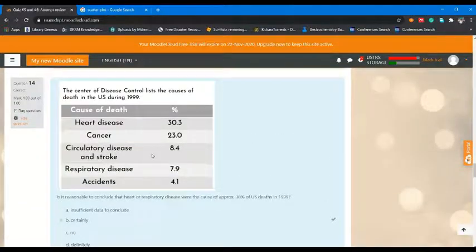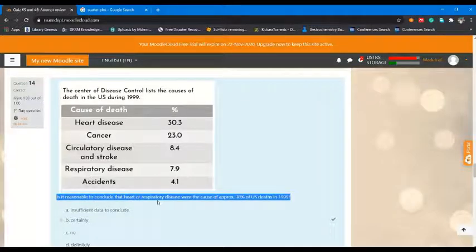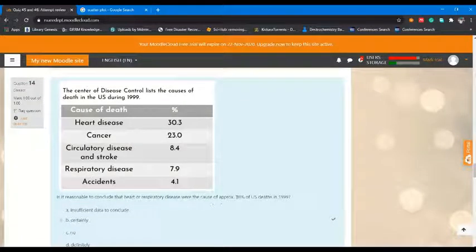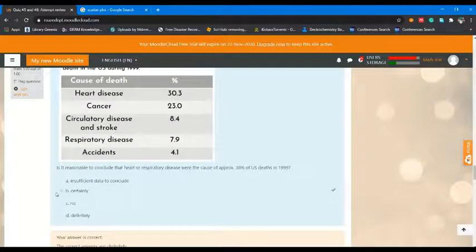Okay, so using the same data, is it reasonable to conclude that heart or respiratory disease were the cause of approximately 38% of US deaths in 1999? Okay, it says here heart and respiratory. So respiratory is 7.9, heart is 30.3. If you compute, that's 38%. So obviously, you will say yes.